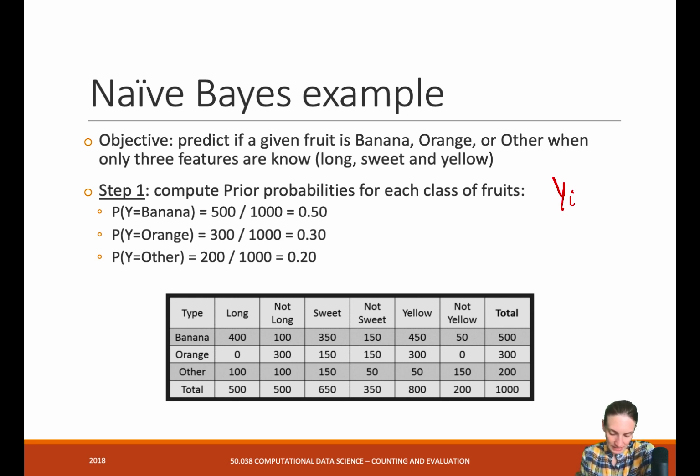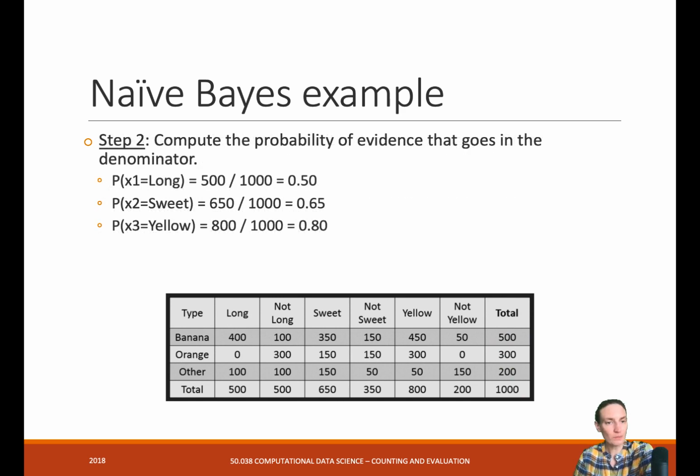The probability of it being banana is basically 500 divided by the total number of fruits, orange 300 divided by 1000, and other 200 divided by 1000. Intuitively makes a lot of sense. Step 2, compute the probability of evidence that goes into the denominator. This is the priors of the x variables, of the evidence. Okay, the probabilities of the evidence.